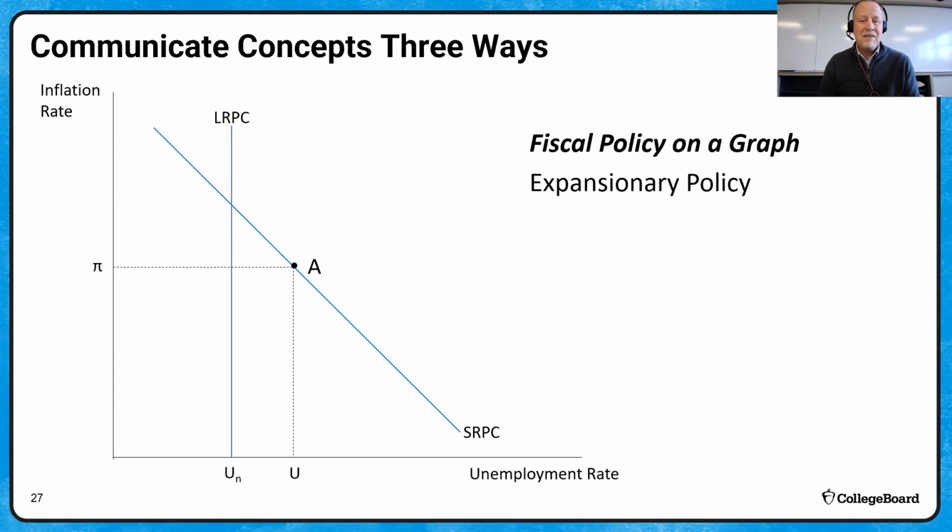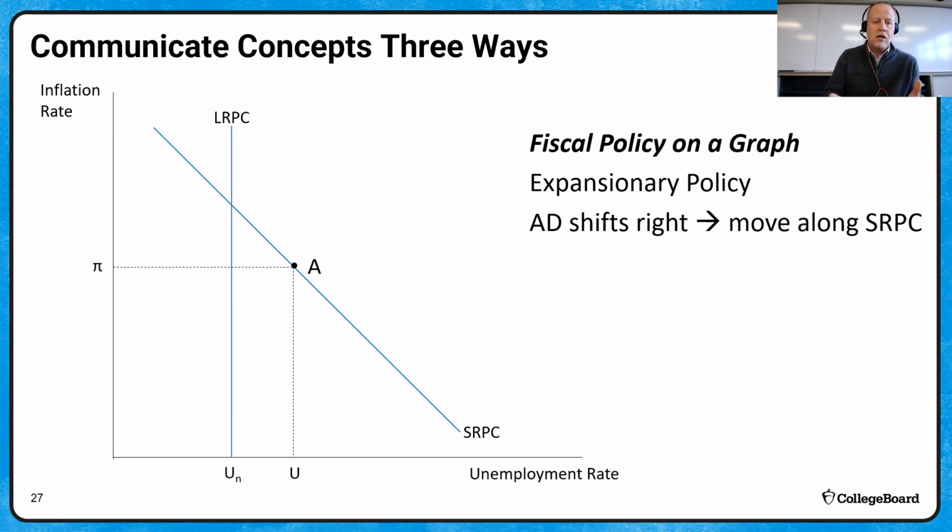If we wanted to show the same thing on the Phillips curve, keeping in mind that we don't have output on this particular model, we could do that by showing that initially we're at point A, representing a recessionary gap, apply the expansionary fiscal policy. AD is going to shift to the right. Again, we can't show that here, but we can show movement along the SRPC, resulting with unemployment back at the natural rate, inflation back at the expected rate of inflation.